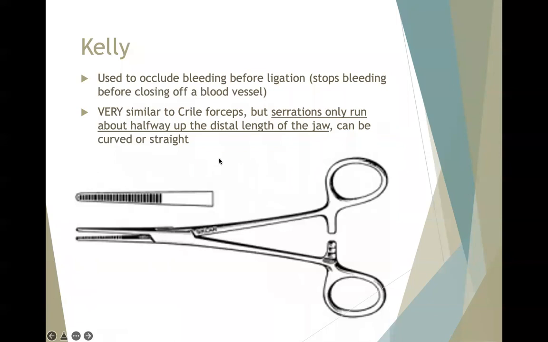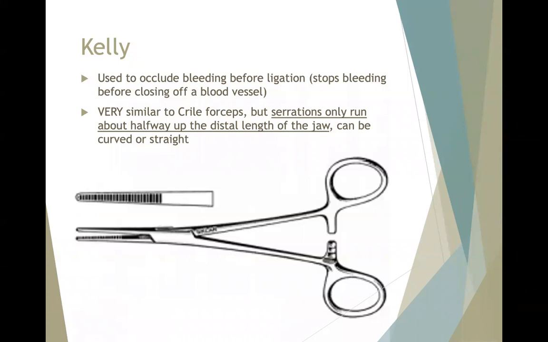Now, we use Kelly's in the same way as we use cryos. We're going to use them to help occlude the bleeding before ligation. So again, stopping the bleeding or closing off the blood vessel in order to remove an organ or to make your sutures. And really, really similar, but we have to look at those serrations. On a glance, they're going to look the same.